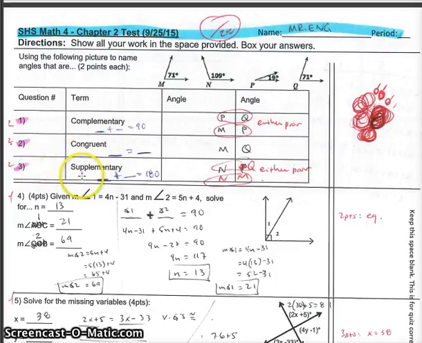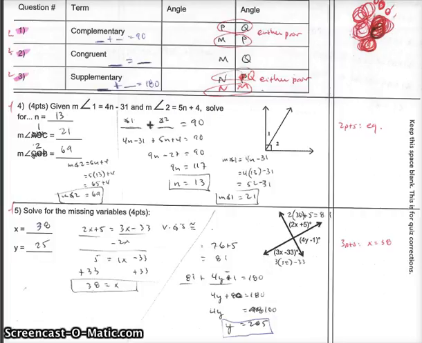Question number 3, supplementary. That would be blank plus blank equals 180. That would be options N and Q, and also N and M. Those were 2 points each.